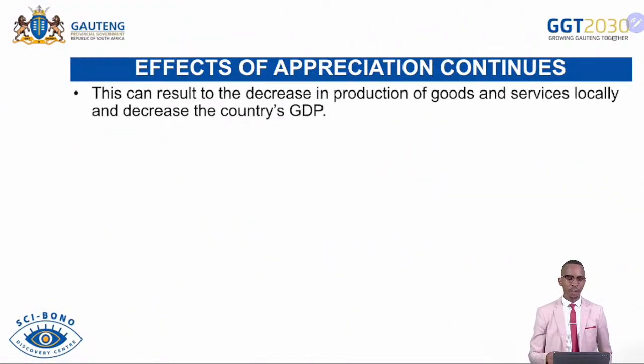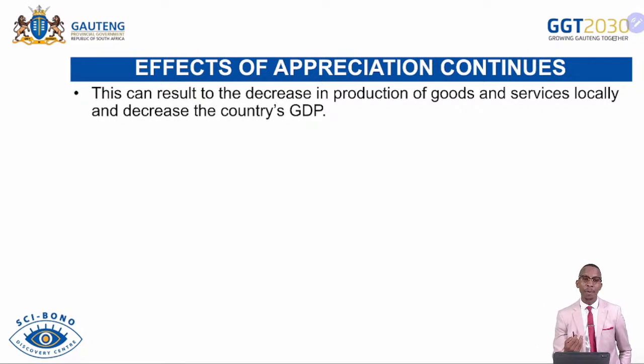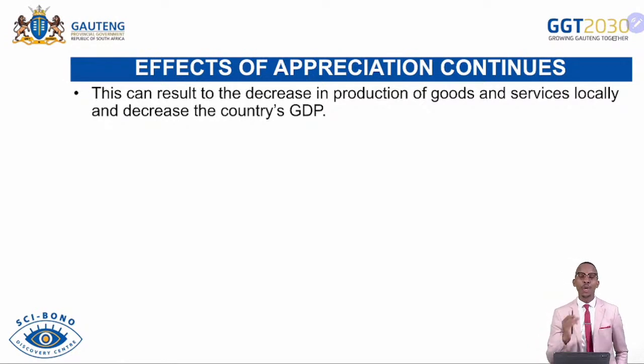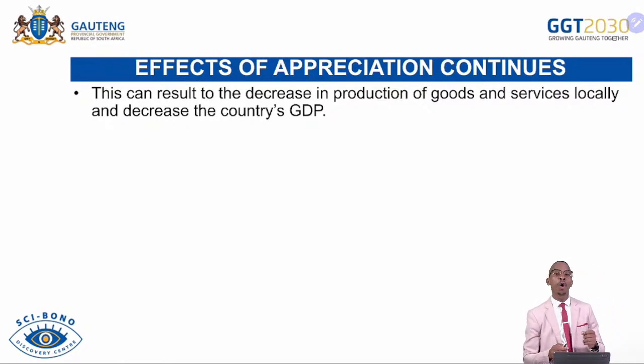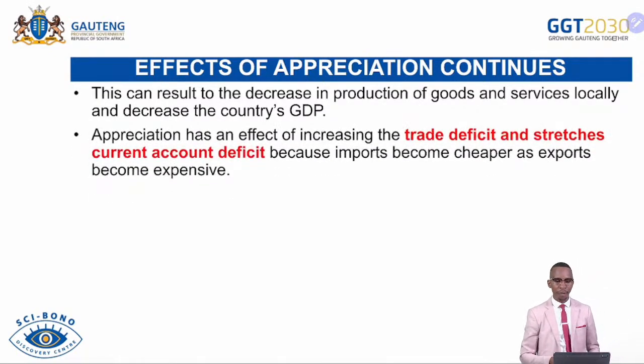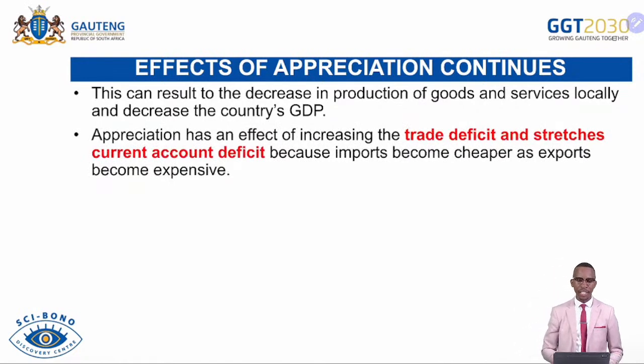We continue with the effects of appreciation. Appreciation can result in a decrease in production of goods and services locally and decrease the country's GDP. Why is it happening like that? As our currency appreciates, exports become expensive. They might not demand it at the higher level. Therefore, the production will decline. Remember, imports are also cheap at the same time, because as our currency appreciates, their currency depreciates. Then what will happen? As imports become cheap, local consumers might find themselves demanding more imports because they can afford them. And then appreciation has an effect of increasing the trade deficit and stretching the current account deficit.